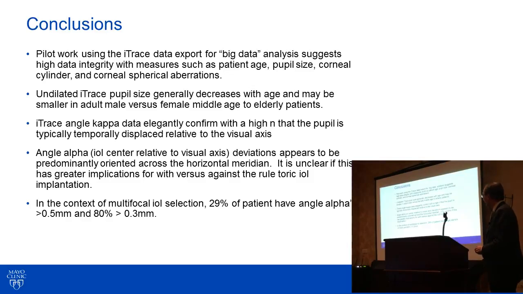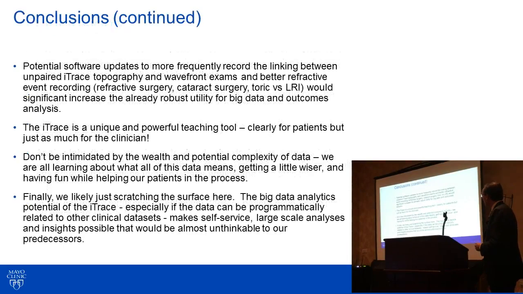If you use a cutoff of 0.5, you're going to exclude basically 30% of patients. We're scratching the surface here. Potential software updates to the algorithms in the iTrace software could actually make the quality of the big data export even quite a bit better than what we already have, which is pretty amazing.